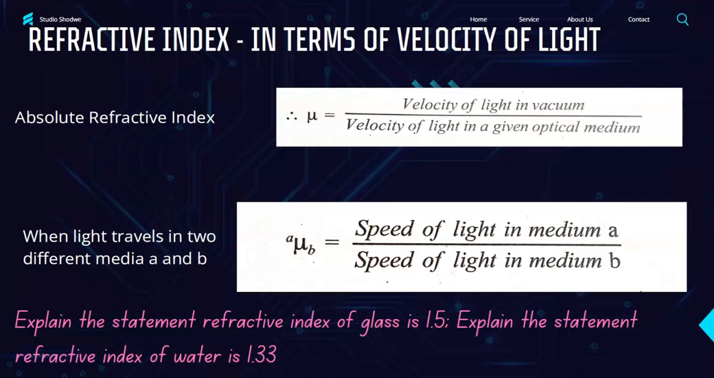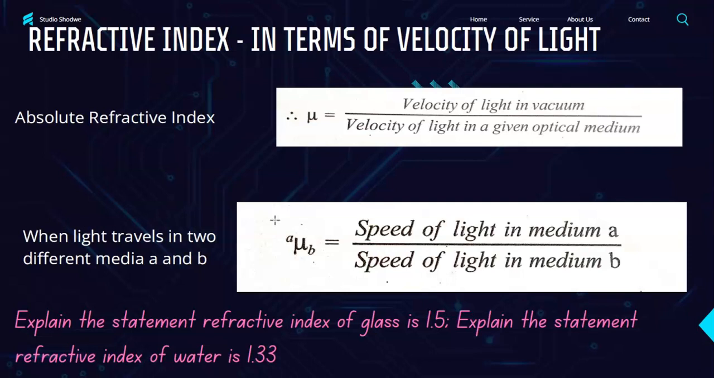In case the first medium is not air, we come to the second equation. When light travels in two different media, A and B, then we write mu of B with respect to A. Remember, first medium comes at the superscript, that is A, and the second medium is written as a subscript, that is B. And refractive index is always for the second medium. So, refractive index of medium B with respect to A is equal to speed of light in medium A upon speed of light in medium B.